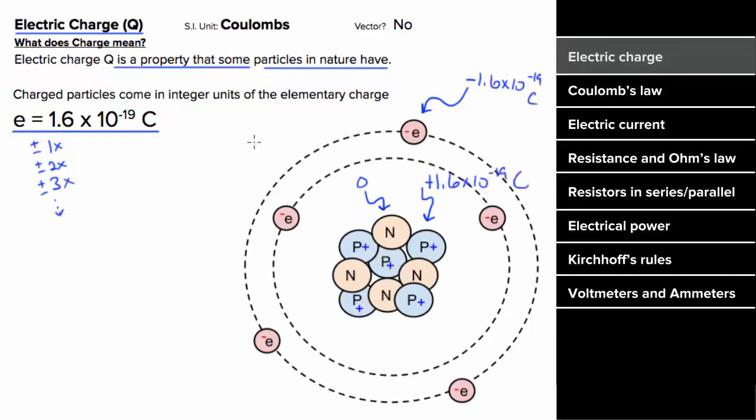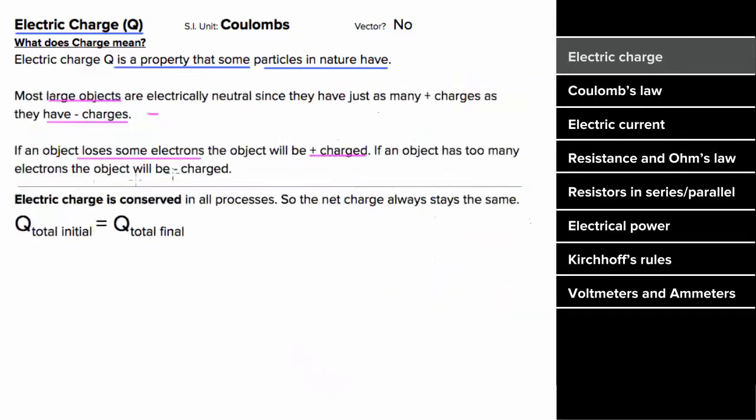However, most atoms in the universe are electrically neutral overall, since they'll have just as many negative electrons as they do positive protons. But if an atom had too many electrons, overall that atom would be negatively charged, and if an atom had too few electrons, that atom would be overall positively charged. And something that's really important to remember is that the electric charge is always conserved for every process. In other words, the total charge initially is going to equal the total charge finally after any process.